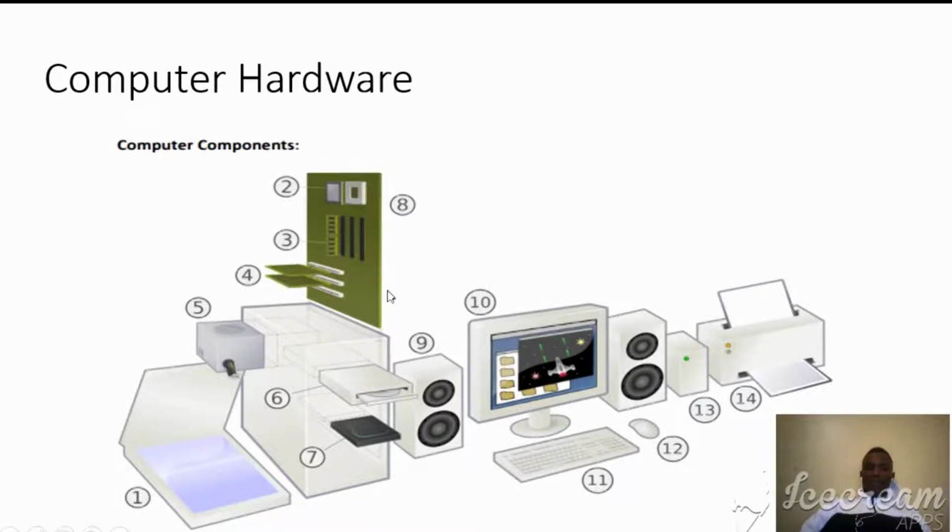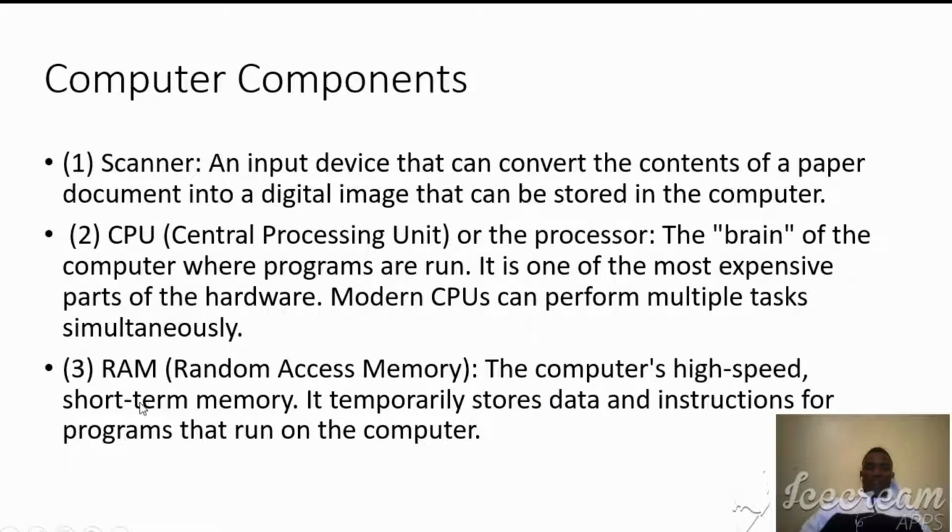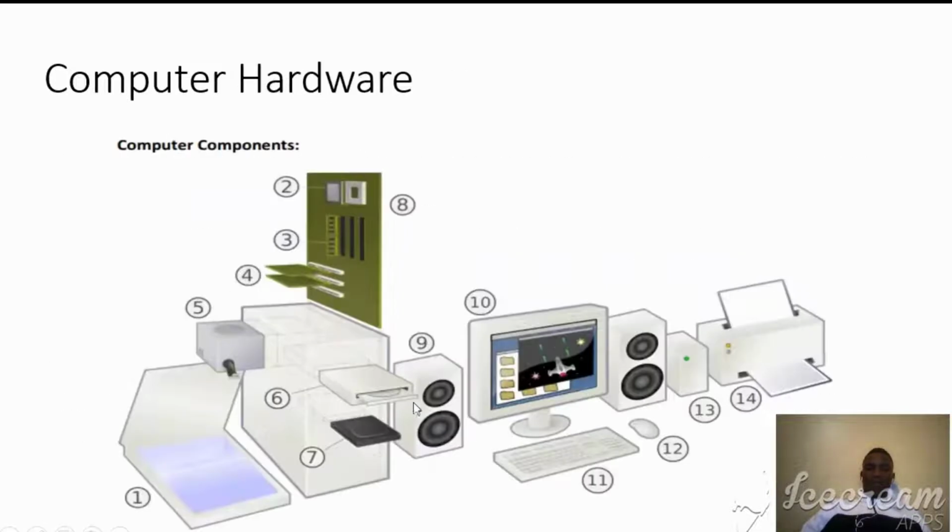So we go on further, we have the RAM, which is also known as the random access memory, but abbreviated as RAM. It is the computer's highest speed short-term memory. It temporarily stores data and instructions for programs that run on the computer. So number 3 there is the RAM chip.